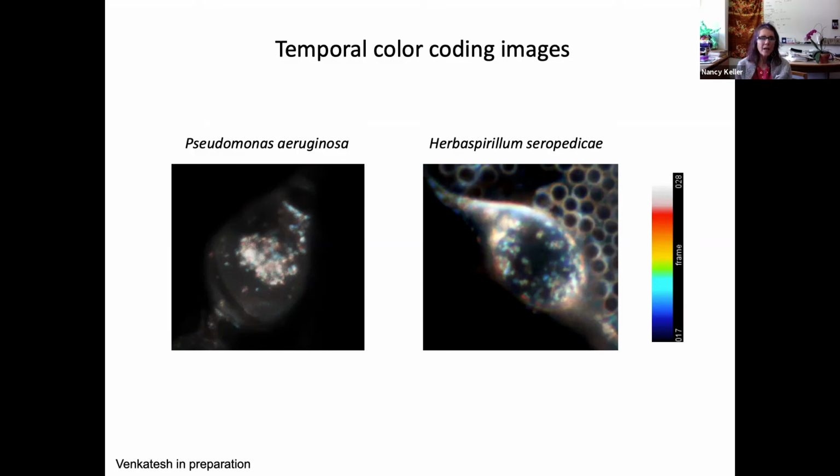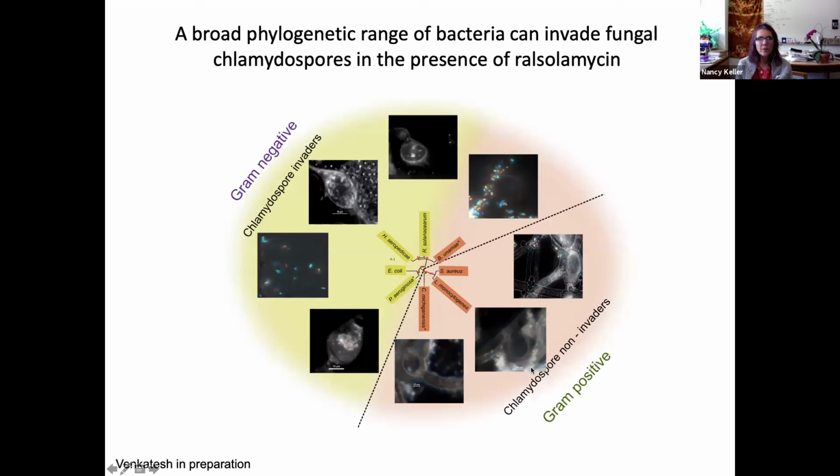And she found a lot of bacteria could go inside the chlamydospores. Here we have Pseudomonas aeruginosa, opportunistic human pathogen, and Herbaspirillum, which is a nitrogen-fixing bacterium. What she did is went through and examined as many gram-negative and gram-positive bacteria that we could find from researchers in the lab. And we have a little story here. She found we were able to look at 3 gram-positive. They never enter the chlamydospore. And then she looked at 5 different gram-negatives, and all except for this one Bacillus will enter the chlamydospore. So it seemed to be that a broad range of these bacteria.